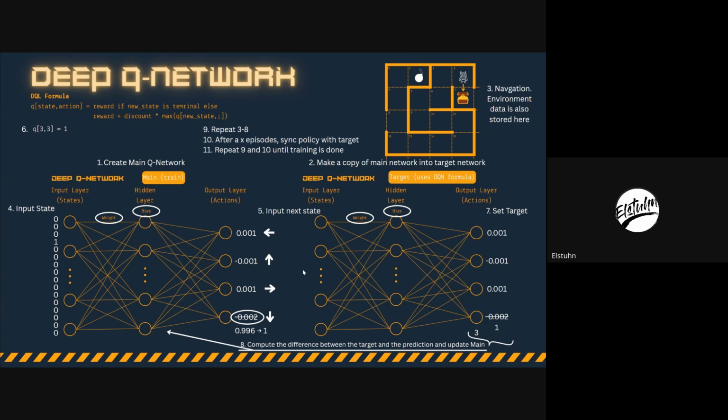After a certain number of episodes, which you can set, we sync the network. Okay, we sync the main network, not the policy network. We sync the main network with the target network. So we will copy over the weights and bias from the main network over to the target network. And then we repeat step 9 and 10 until training is done.